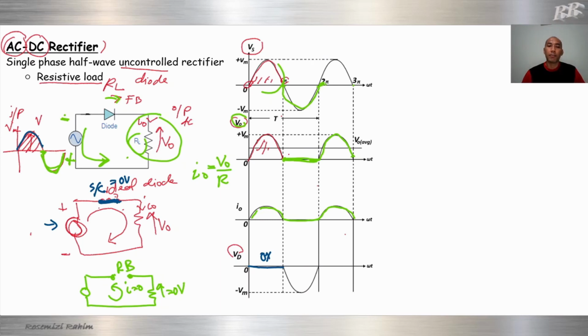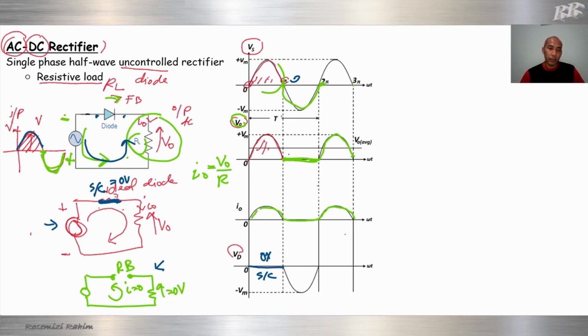Okay, diode short circuit. During the negative cycle, this part from pi to 2 pi, what happened? From pi to 2 pi, the flow of current will be like this. Diode open circuit.